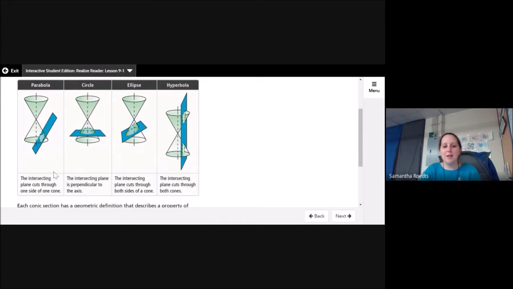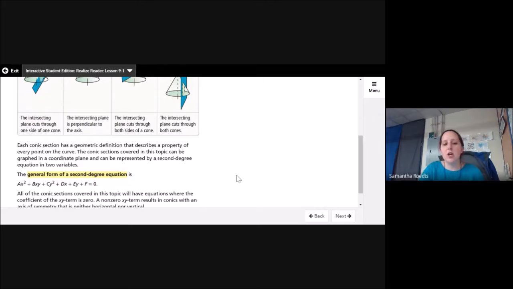For a parabola, the intersecting plane cuts through one side of one cone. A circle, the intersecting plane is perpendicular to the x-axis. An ellipse, the intersecting plane cuts through both sides of a cone. And a hyperbola, the intersecting plane cuts through both cones. Each conic section has a geometric definition that describes a property of every point on the curve.